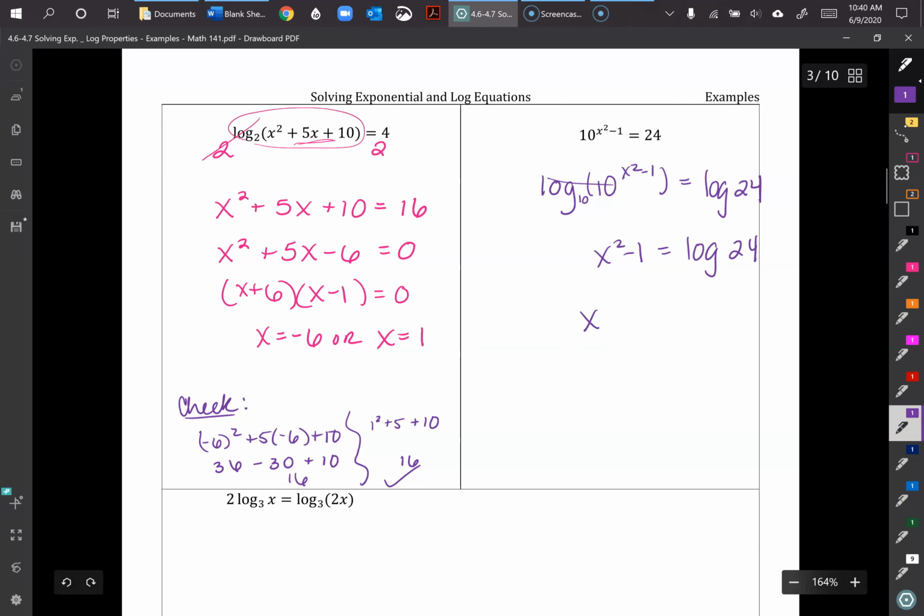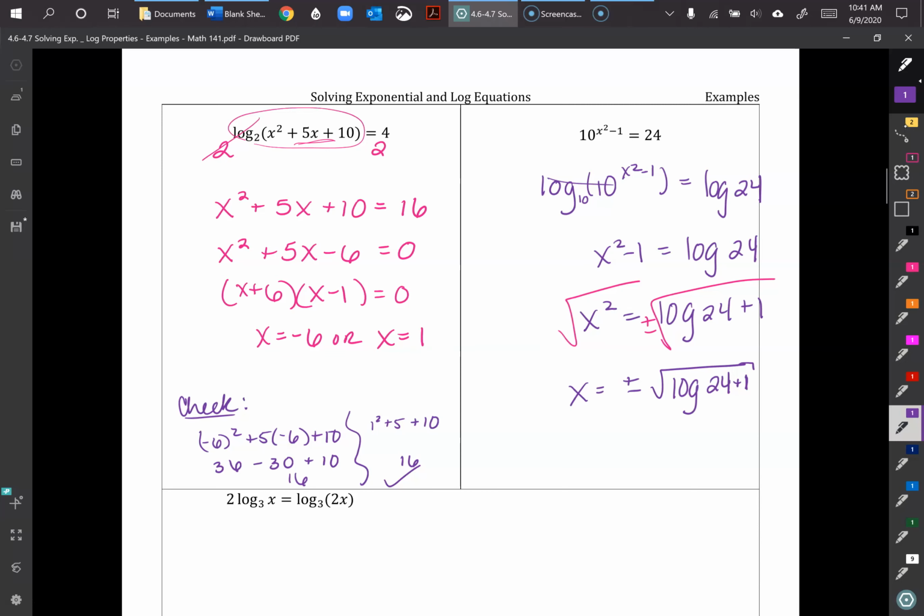Add 1 to both sides to get my square alone. So I'm going to get log of 24 plus 1. And then I'm going to take the square root of both sides. And I'm left with x equals plus or minus the square root of log of 24 plus 1. And that's a base 10 common log. If you wanted to just see what those values were, you could do that. And plus or minus is okay here because when I put that in, I'm going to square it. And I can have real numbers in my exponent. It's fine.